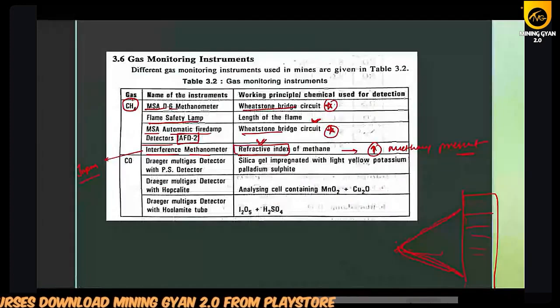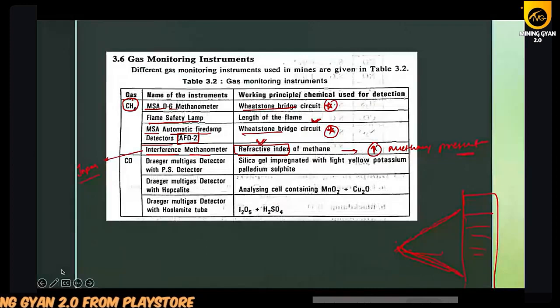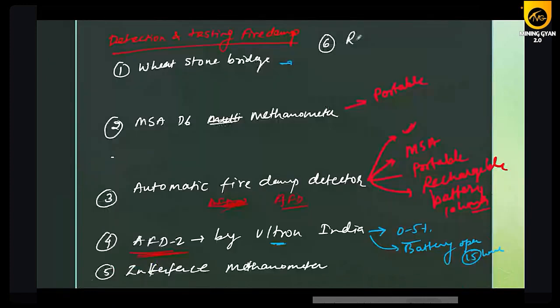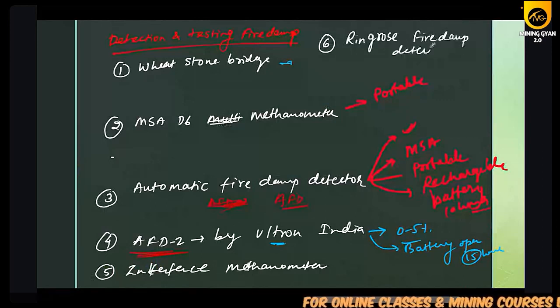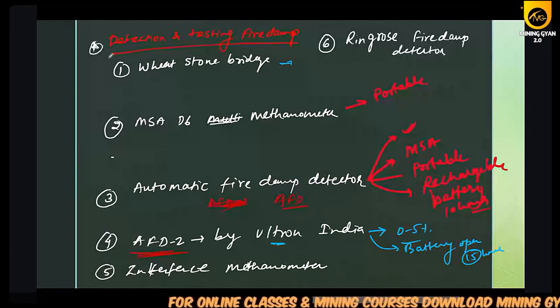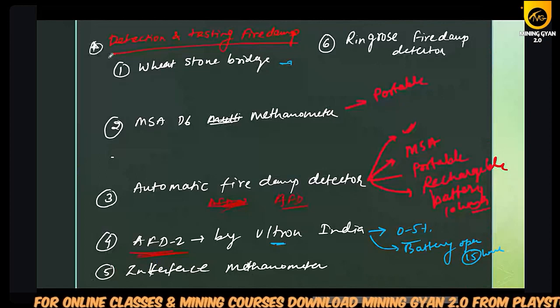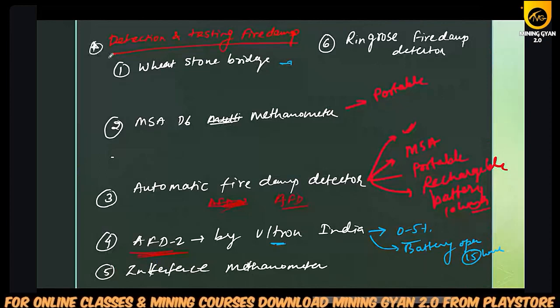And one extra thing you can remember: for the CH4, I should write here, Ringrose fire dam detector. Please remember these 6 names, which will help you in the examination, because if you know which are the detection and testing instruments for the fire dam.